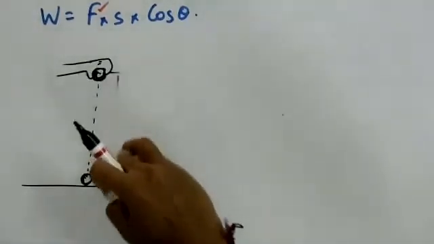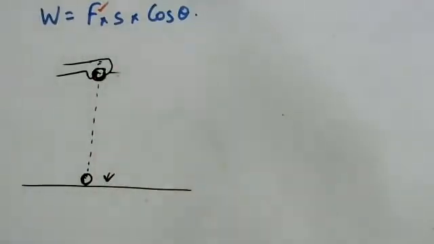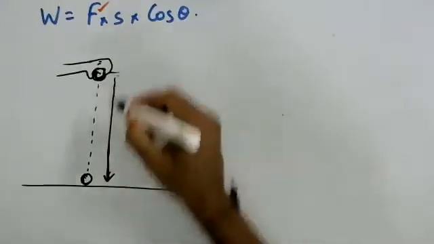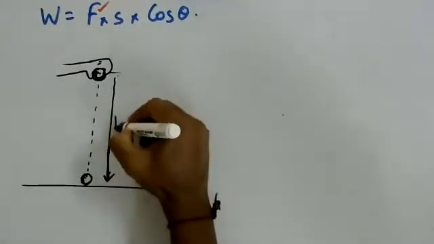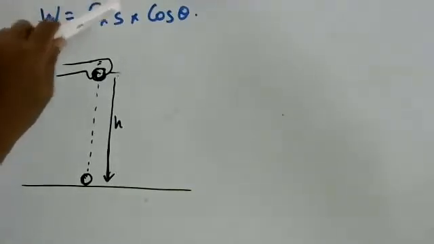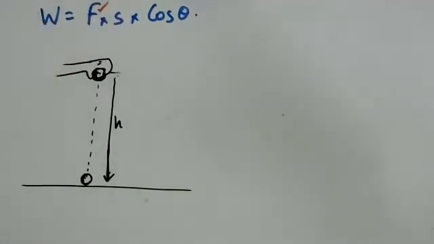God, I don't know why drawing vertical lines is so much more difficult than drawing horizontal lines. I've always noticed this. There is a certain height that it drops. So there is a force, there is a displacement. So therefore work definitely is being done.